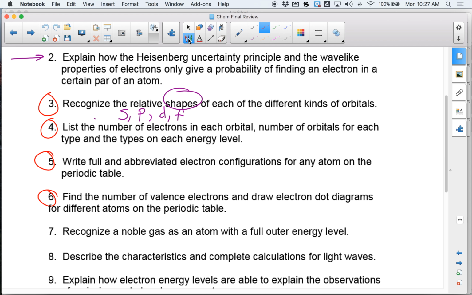Alright, so, number 4 here. It says you should be able to list the number of electrons in each orbital, number of orbitals for each type, and types on each energy level. Now listen. This is not as hard as you make it. This is unit 3, yes. Okay. So, number of electrons in each orbital. Remember, no matter what, each orbital has 2 electrons.